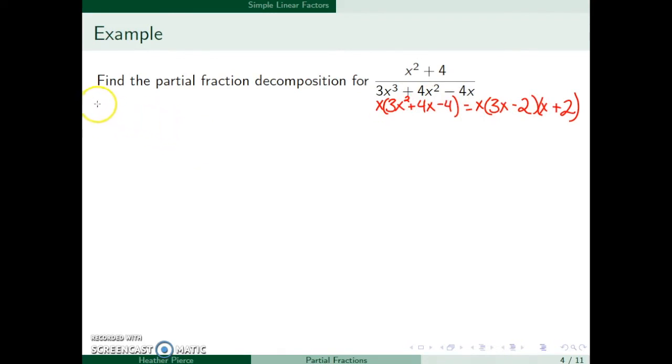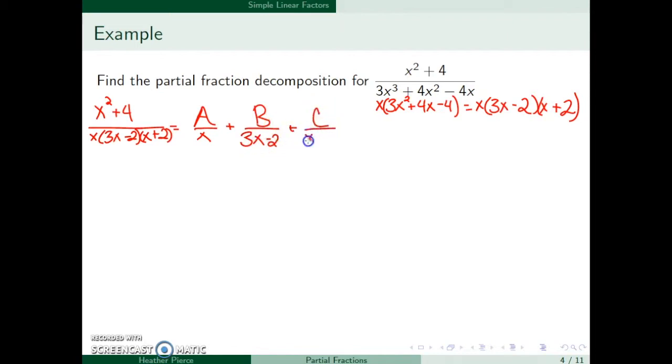So my partial fraction decomposition looks like x squared plus 4 over x, 3x minus 2, x plus 2, and this will be equal to a over x plus b over 3x minus 2 plus c over x plus 2. Next, we'll multiply this entire equation by the original denominator, x, 3x minus 2, x plus 2.